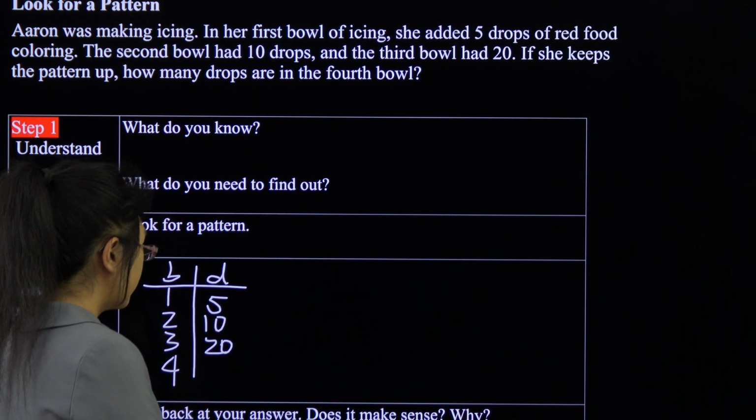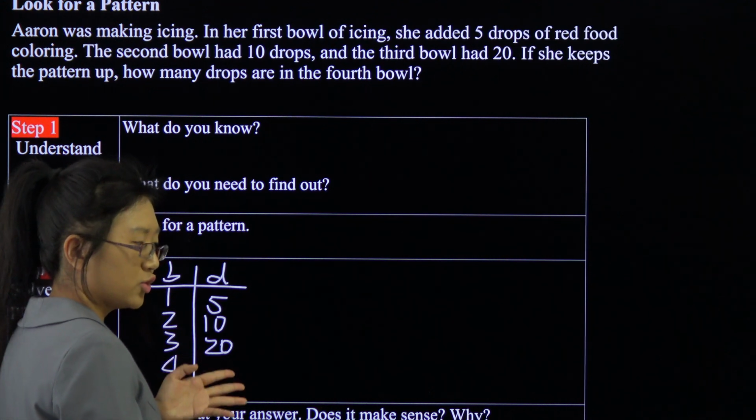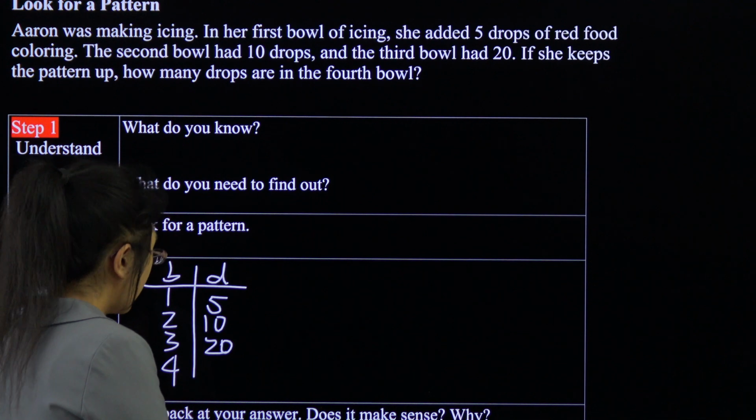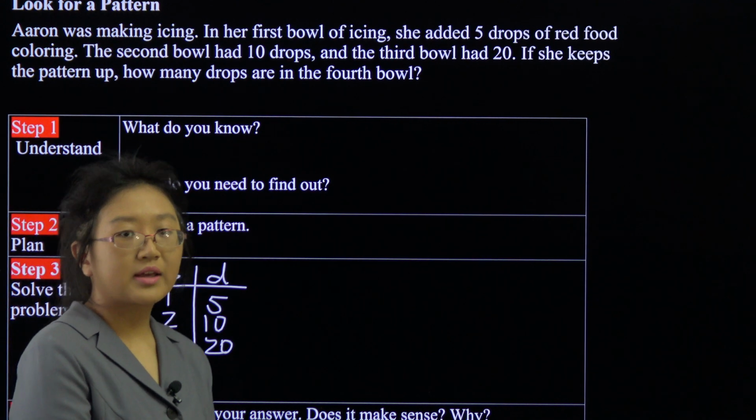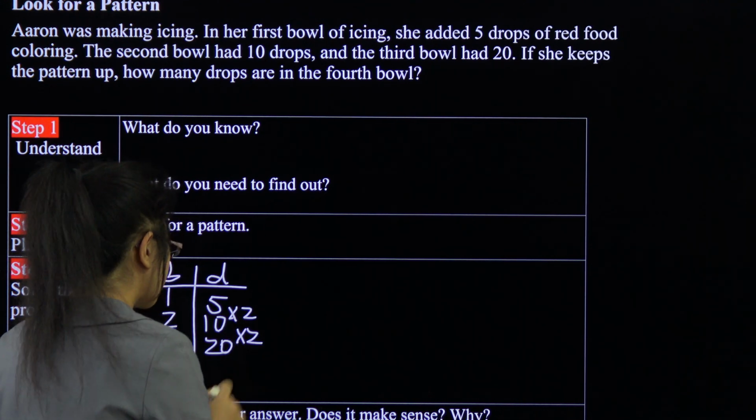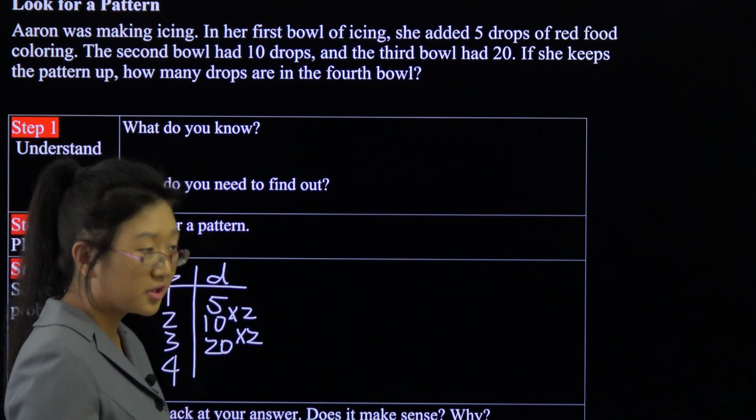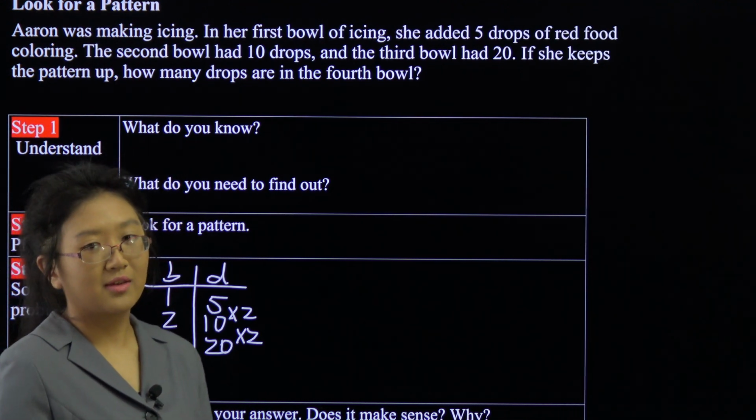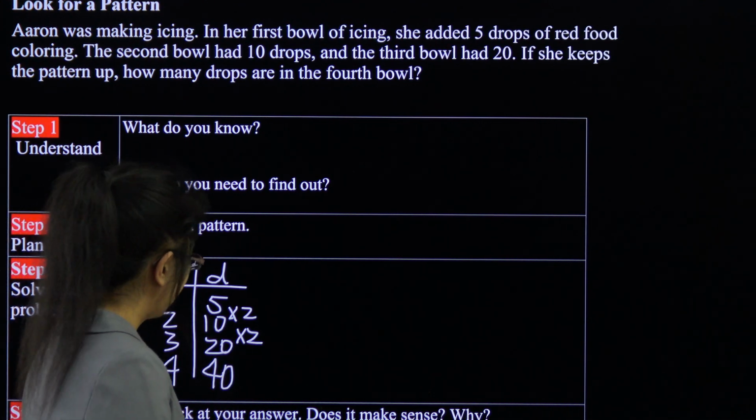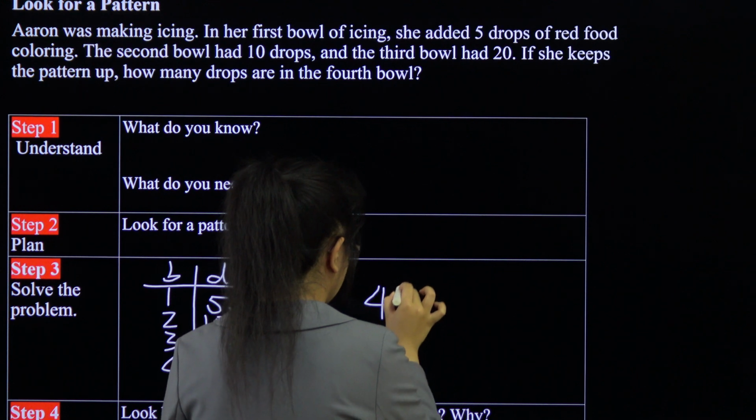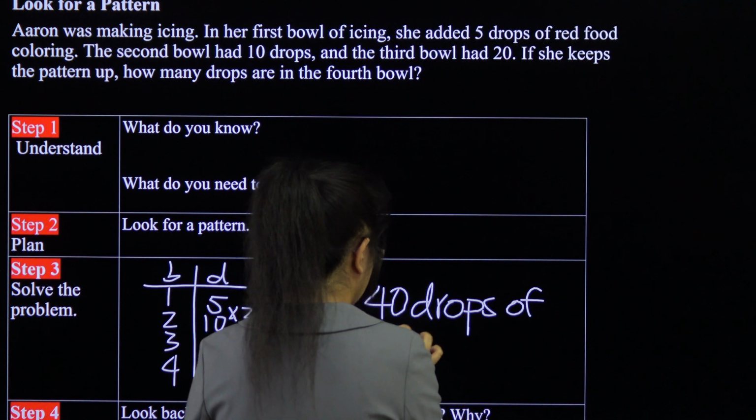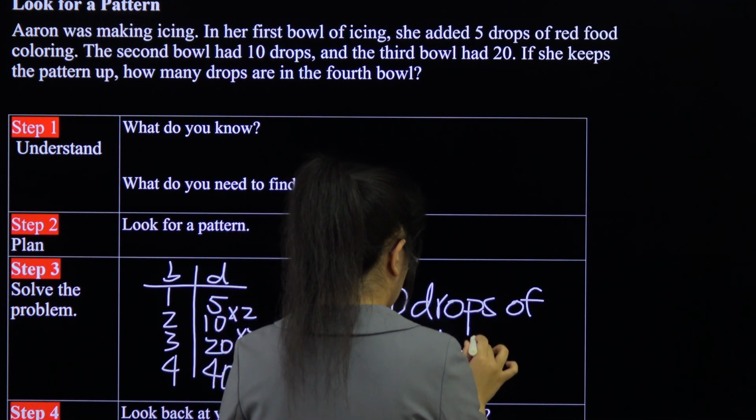Now here, we look only at the drops. 5, 10, 20. It seems like it is multiplying by 2. So technically, the fourth bowl would have 20 times 2, which is like 2 times 10 times 2, which is 40 drops. Okay, that's a lot of food coloring.